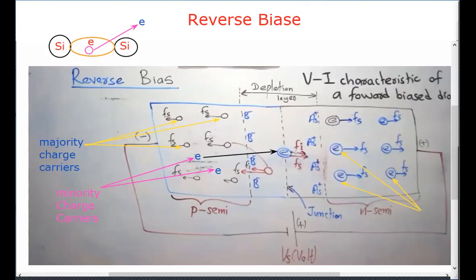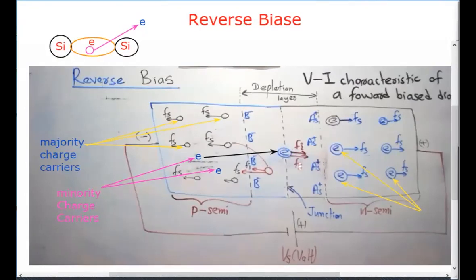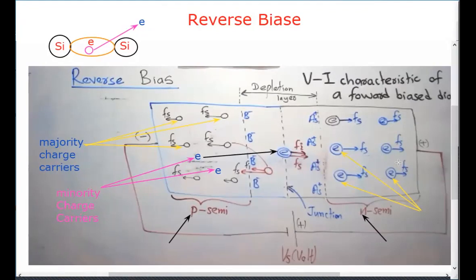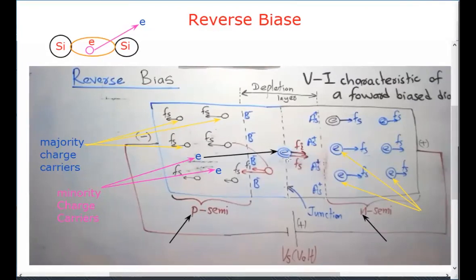What will be the direction of the force given by the supply voltage, Fs? P to N or N to P? This is the P semiconductor side, and this is the N semiconductor side. So in which direction is the force formed here? P to N. Therefore, what will be the moving direction of this electron here? P to N.